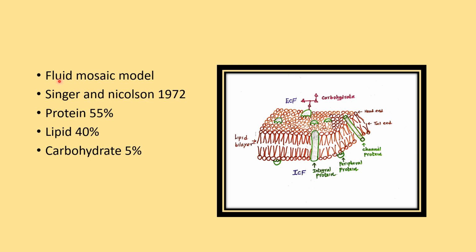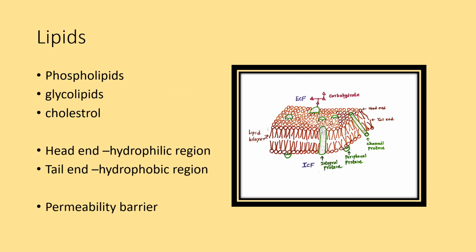Fluidity of the cell membrane is mainly due to the lipids, and the mosaic pattern is mainly due to the proteins. The cell membrane is made up of 55% protein, 40% lipids, and 5% carbohydrates. The 40% lipids are mainly phospholipids, glycolipids, and cholesterol.